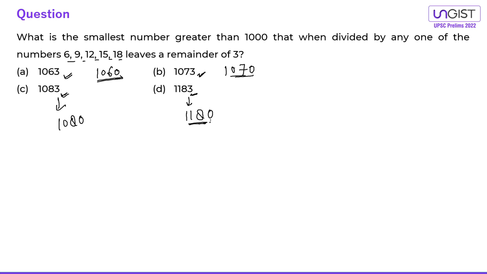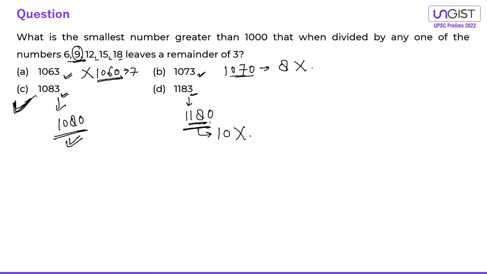Okay, so 18 is there, 9 is there. So friends, for 9, the sum of the digits of the number should be a multiple of 9. So 1060, here the sum of the digits is 7. So this number won't be divisible by 9. Here the sum of digits is 8, so this won't be divisible by 9. Here the sum of the digits is 10. This won't be divisible by 9. Only here the sum of the digits is 9. So if only this number is divisible by 9, then obviously the rest are not divisible by 9, then this will be the answer, right?